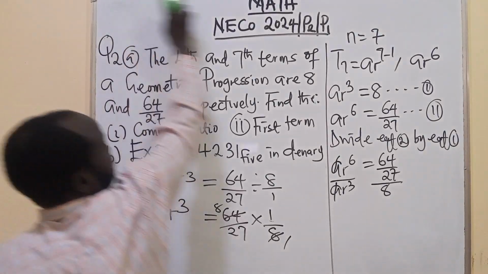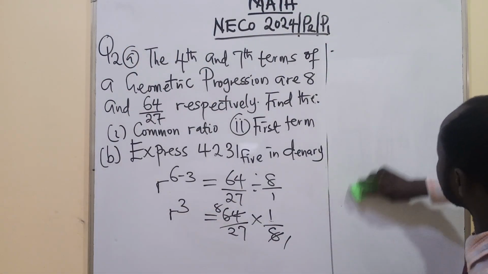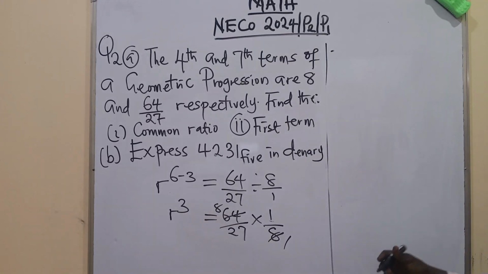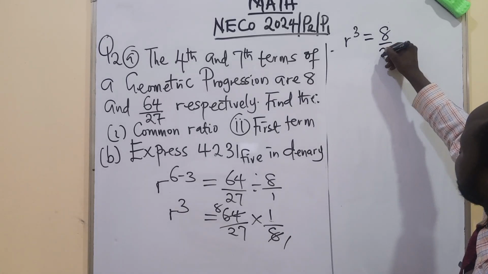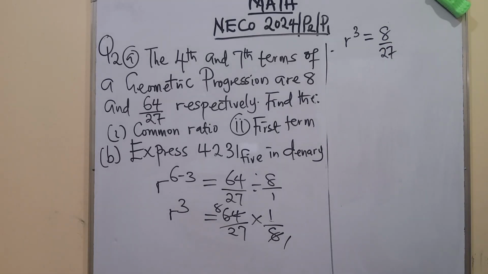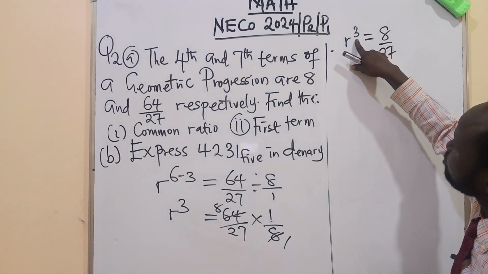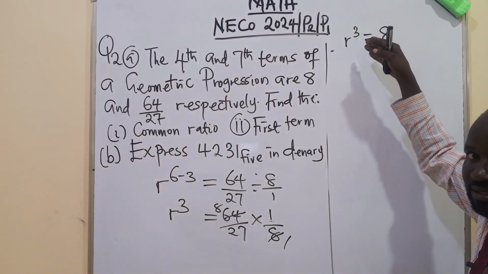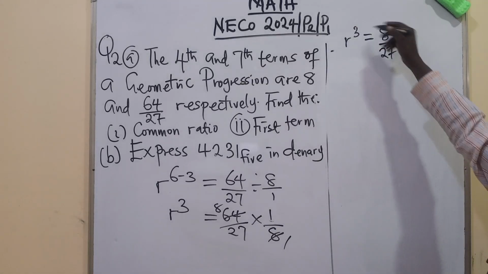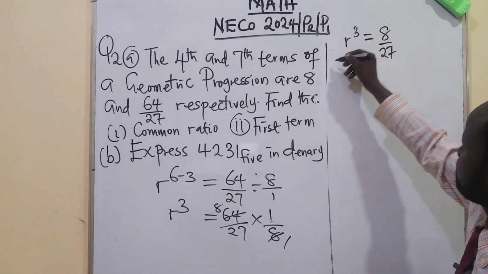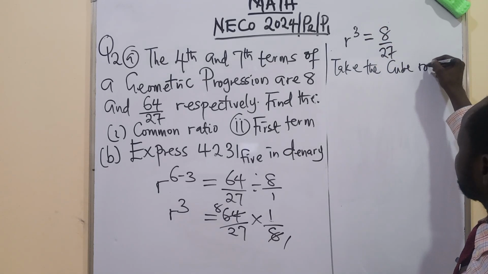So let's move here to find the common ratio now, because we are asked to find the common ratio. R cubed now will be equal to 8 divided by 27. How can we remove this power 3? We can find the reciprocal of 3, which is 1 over 3, which is the same as taking the cube root. So to do away with this power 3, we can say take the cube roots of what?